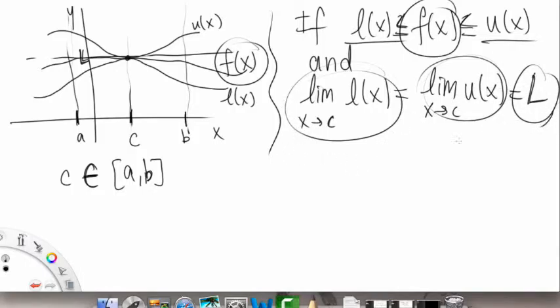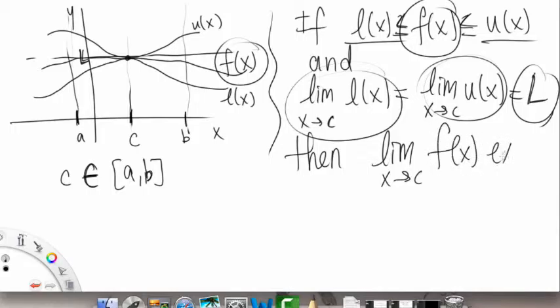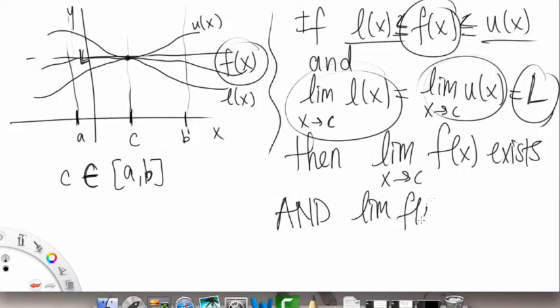So these are our ifs, and then our conclusion for the theorem is that the limit as x approaches c of f of x exists, first of all, that's always important, that the limit exists, and our limit of f of x as x approaches c must equal L as well. That rhymes. So it must equal capital L, okay? So that's the general overview of what the squeeze theorem is.